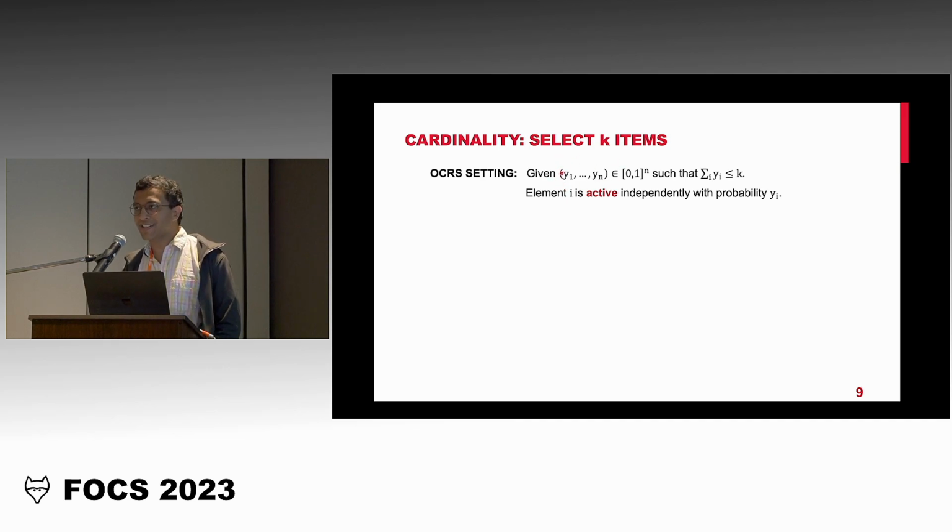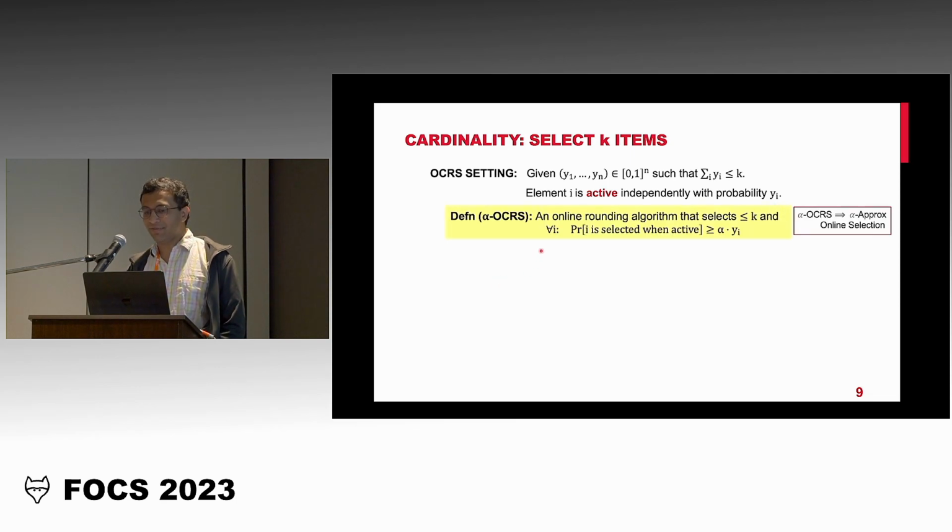You're given these fractional variables, y_1 to y_n. They sum up to now k instead of 1. At the ith step, you're going to see whether the ith element is active or not, independently with probability y_i. You need to immediately decide, if it's active, whether you take it or not, whether you accept it or not. But you can only take k of these elements. So on average, k elements will show up, but sometimes more than k might show up, sometimes less than k might be active. The question is, how do I decide which k to select?